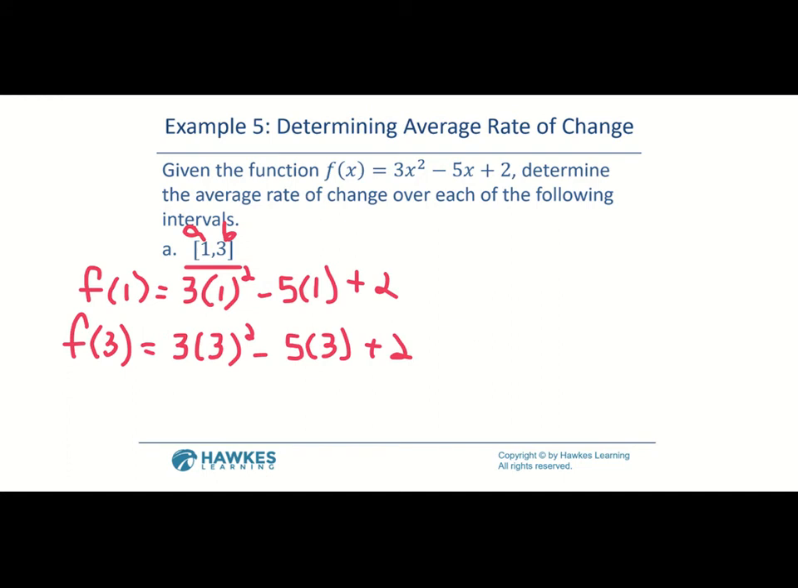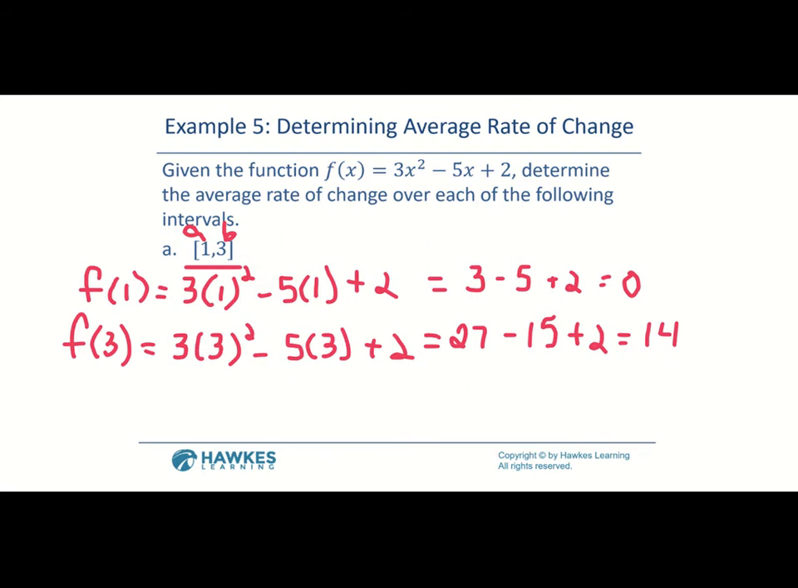When we do this, we end up with 3 times 1 squared. 1 squared is 1, so that's 3. And 5 times 1 is 5. So 3 minus 5 plus 2. 3 minus 5 is negative 2, plus positive 2 would give me a 0. And then next we have 3 times 3 squared. 3 squared is 9. 9 times 3 is 27. Minus 5 times 3 is 15. Plus 2. When I do 27 minus 15 plus 2, that is going to give me a total of 14.